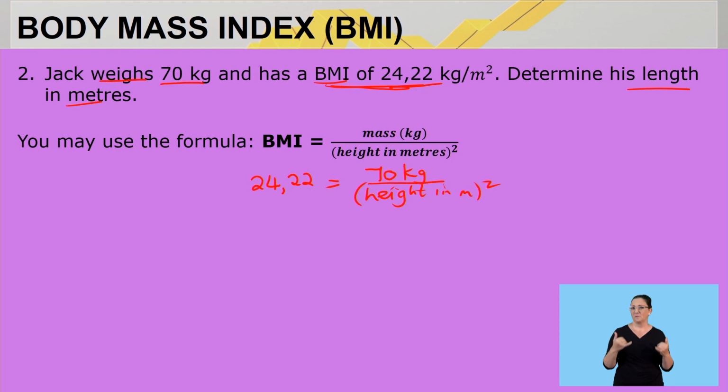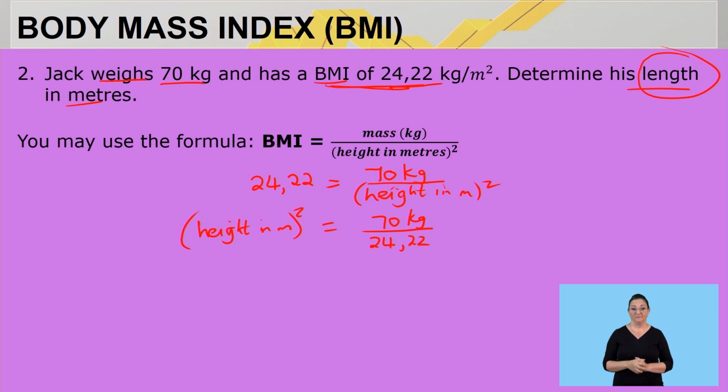But looking at this, since I'm looking for his length, I need to change the subject of the formula. His length or his height, basically, same thing. So therefore, I will make the height the subject of the formula. So it's height in meters squared equals to 70 kilograms divided by your 24,22. Okay, so 70 divided by 24.22. So that will give me, and now I'm going to keep this as height in meters squared, I simplified only this part so far.